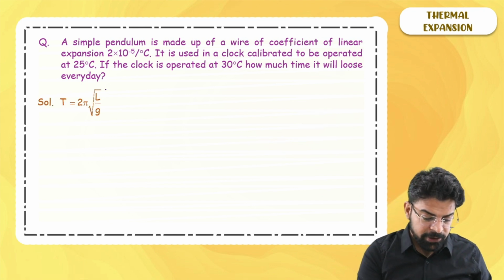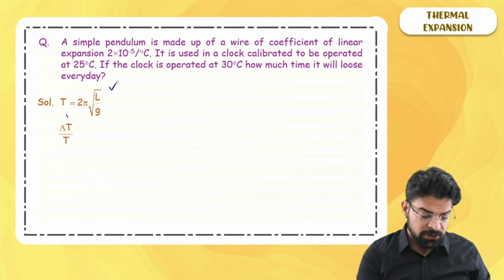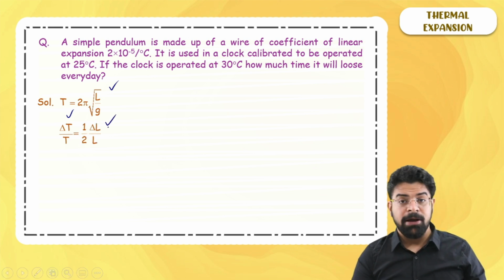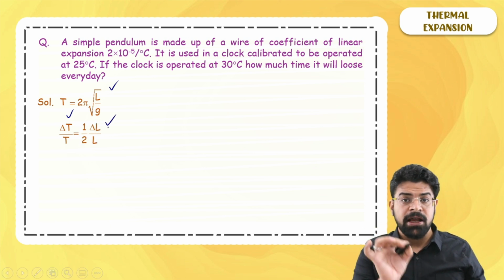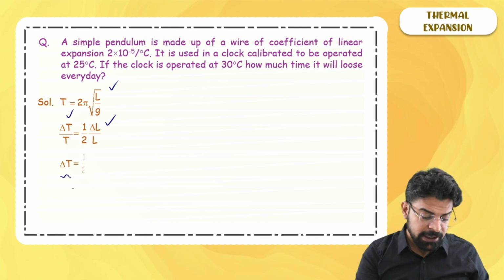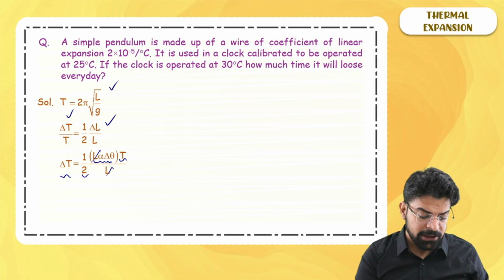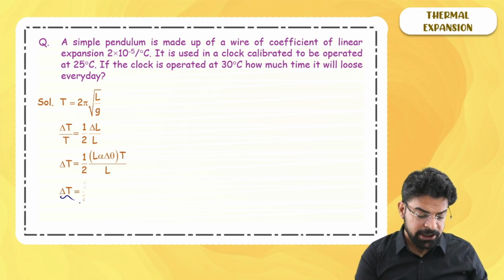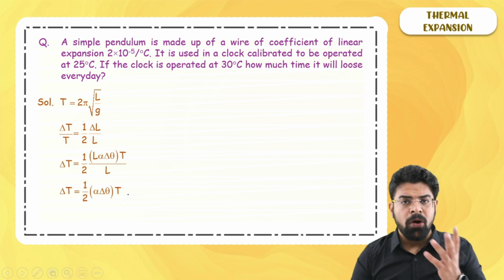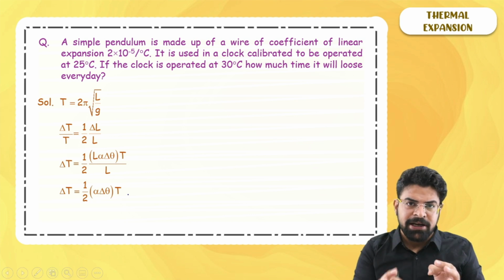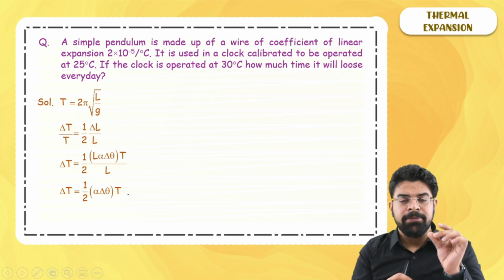You will say time period equals 2 pi under root L by g. So delta T by T equals half delta L by L. In place of delta L, you can write L alpha delta theta. So you get delta T equals half L alpha delta theta into T by L. The length gets cancelled. So you get delta T equals half alpha delta theta into T. Now beta, you know all the data here. Just plug in the data. So you will get how much time is lost in a day.